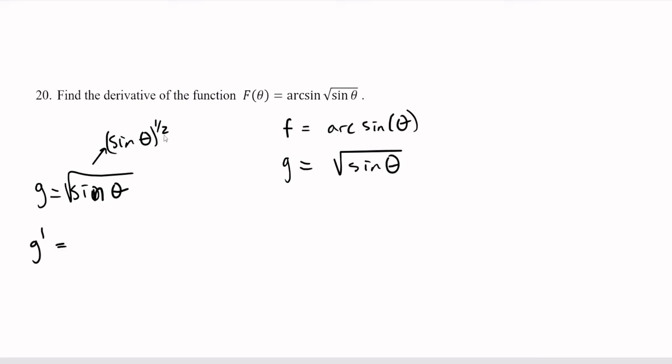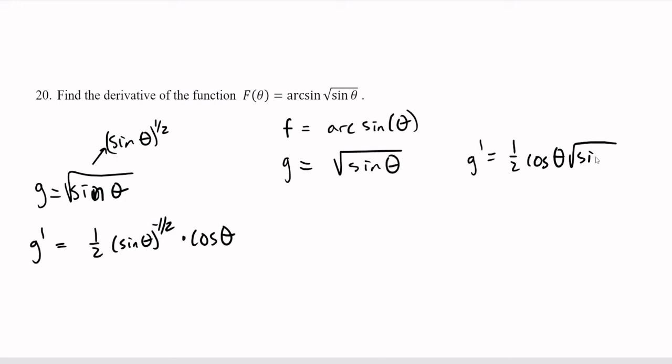So the derivative will be the derivative of the outside. Plug back in your sine. 1/2 times the derivative of the inside, which is cosine. So, okay, we got that. So g prime is 1/2 cos theta over root sine theta. Our f prime is, well, we just did this one, so that's not too bad. 1 over root 1 minus theta squared. Again, I'm using theta because that's what we're using here.